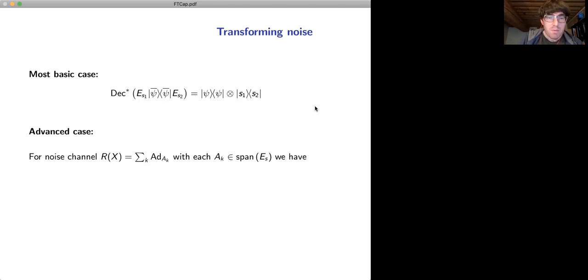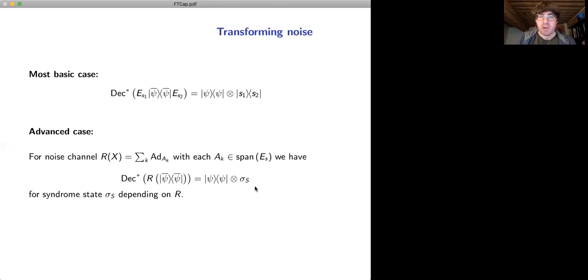I can even make it more complicated if I have a noise channel that has Kraus operators that are in the span of the ES. This says that they are correctable, so this is a correctable noise. If I apply the dex star to this noise channel acting on the logical state, I obtain psi tensor a syndrome state, where the syndrome state depends on R and in some sense characterizes R, or, depending on the code, I guess.